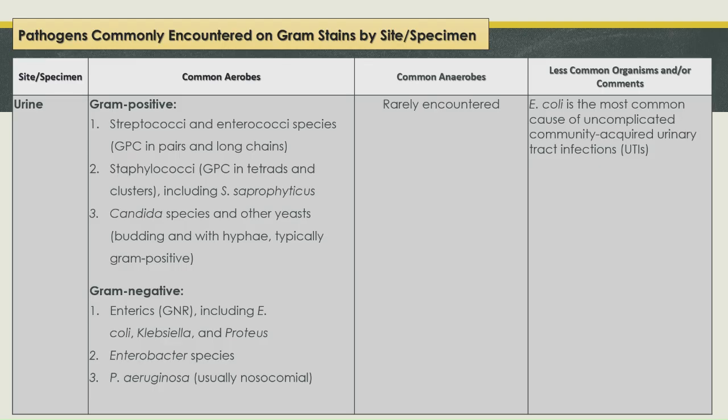Gram-negative: 1. Enterics, GNR, including E. coli, Klebsiella, and Proteus. 2. Enterobacter species. 3. P. aeruginosa, usually nosocomial. Common anaerobes: rarely encountered. Less common organisms and/or comments: E. coli is the most common cause of uncomplicated community-acquired urinary tract infections, UTIs.